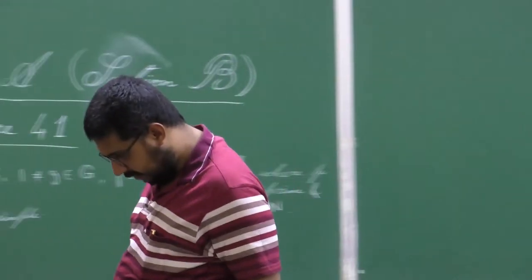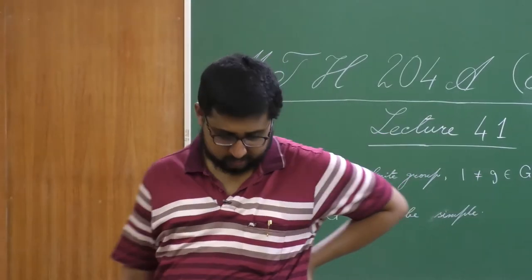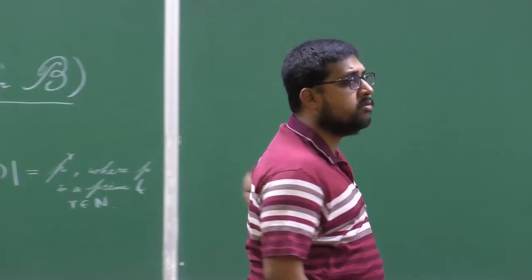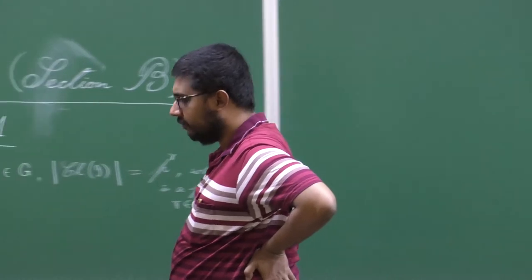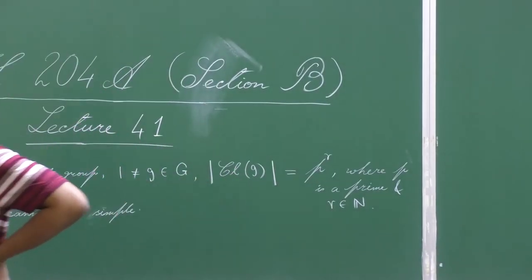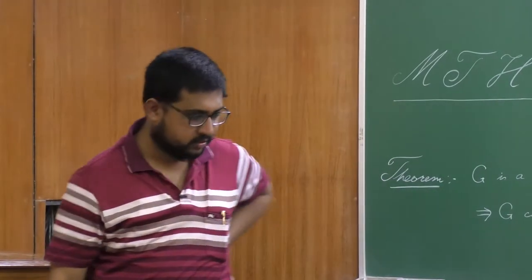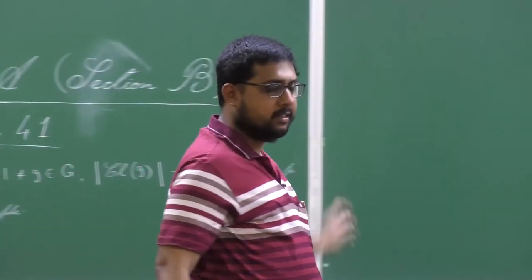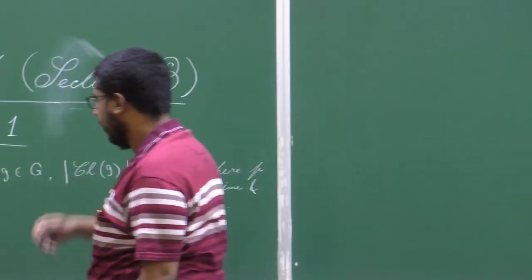This is the 41st lecture of the course, MTH 204A, first section B. Recall that in the last lecture, we were talking about Burnside's theorem. So basically, we talked about two theorems due to Burnside, and we have seen that the second theorem implies the first theorem. Now, in this lecture, we will prove the second theorem.